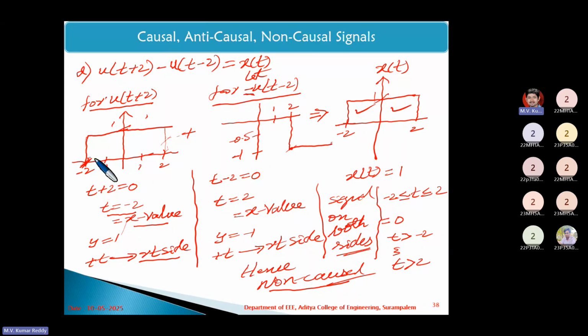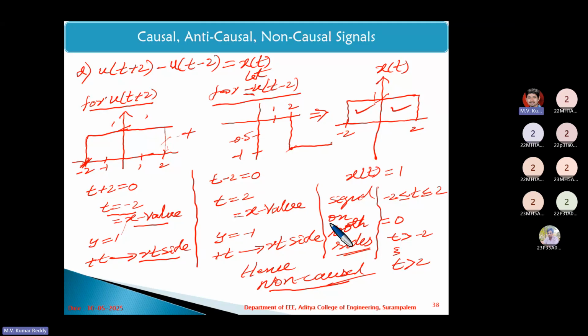So the signal is from minus 2 to 2. The signal is from minus 2 to 2. So this signal is on both sides, so it is called non-casual. Okay, got it?